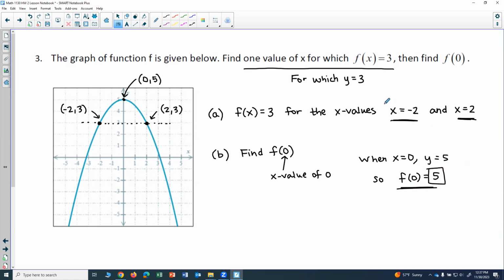My answer for part A would either be x equals -2, or I could answer x equals +2, since they just asked for one value. So when they say f of x equals 3, that 3 is the y value, the output. And when you see f parentheses 0, the thing in the parentheses is the x value.